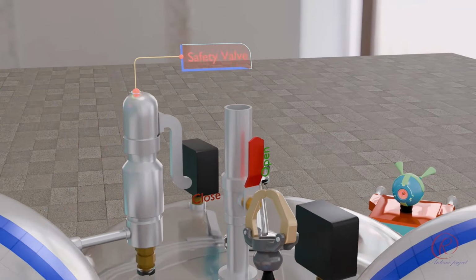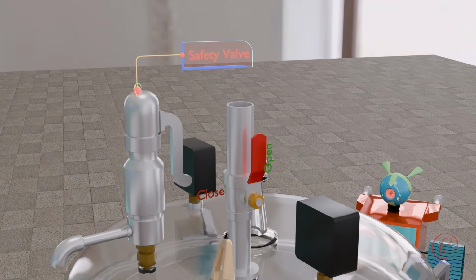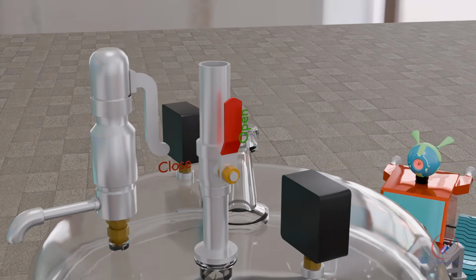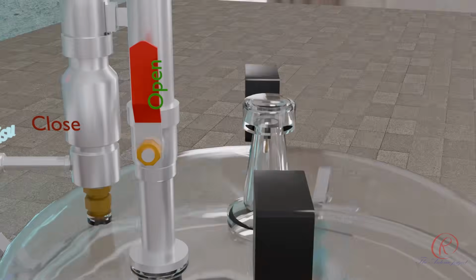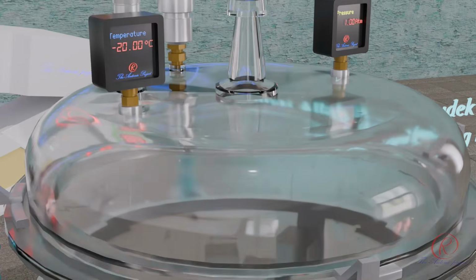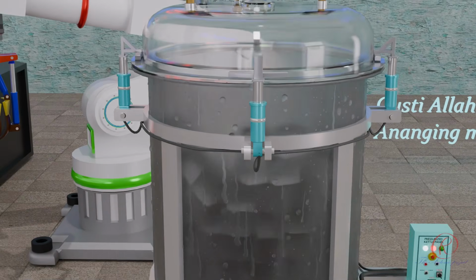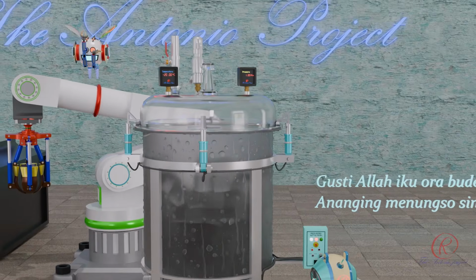Safety valve to release excess pressure from the kettle. The setting pressure can be adjusted as needed. Initially, the pressure gauge shows 1 atmosphere at a temperature of minus 20 degrees Celsius.